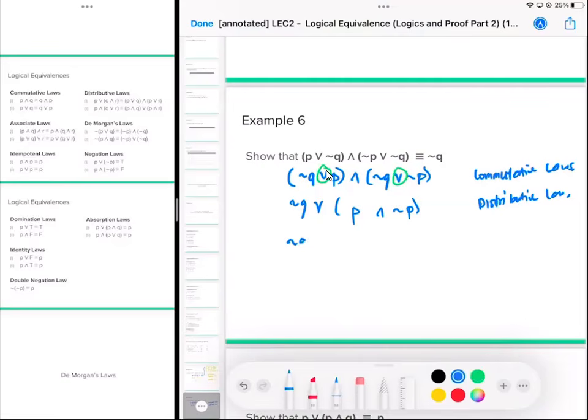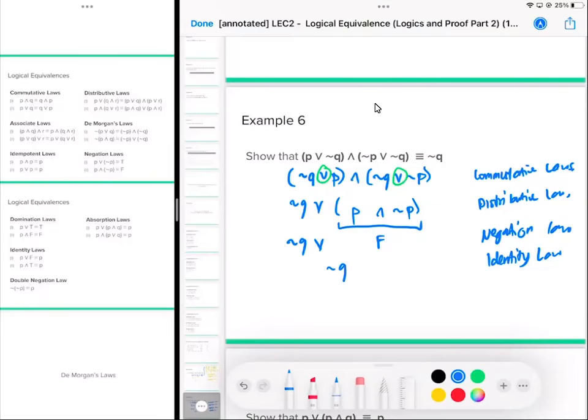Now, the not Q or, and this can be evaluated into false by using the negation law. Okay, so P and not P will result to false. Now, not Q or false will result to not Q using the identity law. Okay.